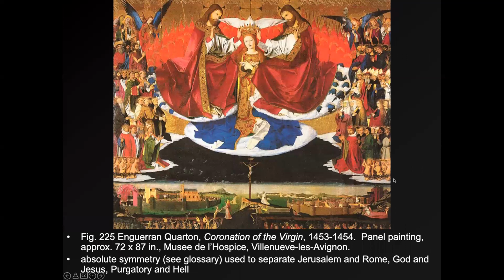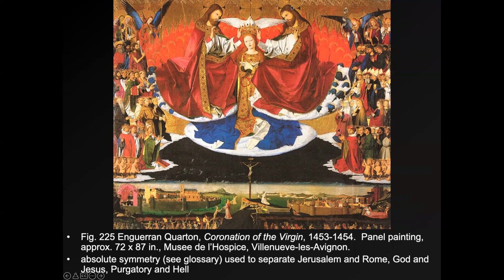So in this one, we have what's called absolute symmetry. So absolute symmetry means you can draw a line down the middle and it's almost exactly the same on each side. So we can see that we have a group of figures and another group of figures over here, equally the same size. We put the line in the middle and we have Jesus on the cross. Then we have the concept of the Trinity here.